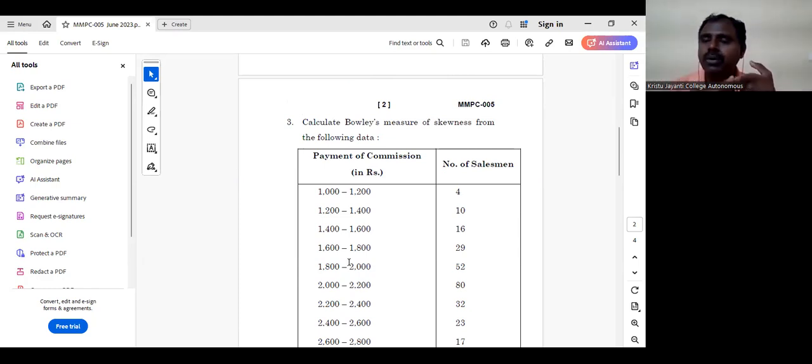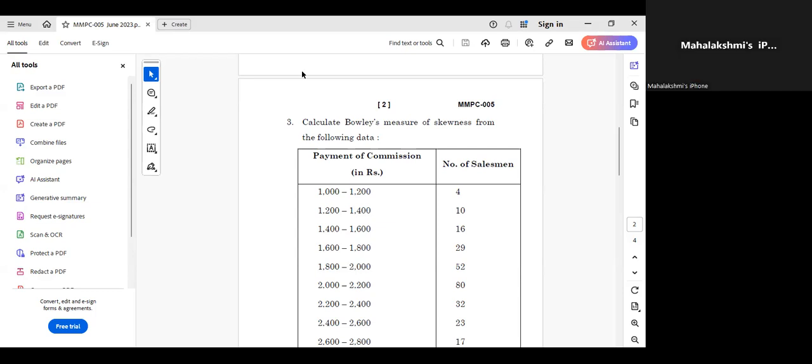Same way we have to find Q1 as well as Q3. So Q1, what is the formula? Value of the n by 4th item. For Q3, it is the value of the 3n by 4th item. Same procedure only you have to follow. Is it clear? Yes, sir.